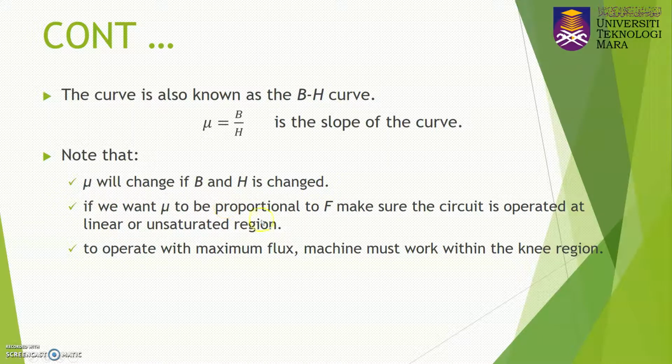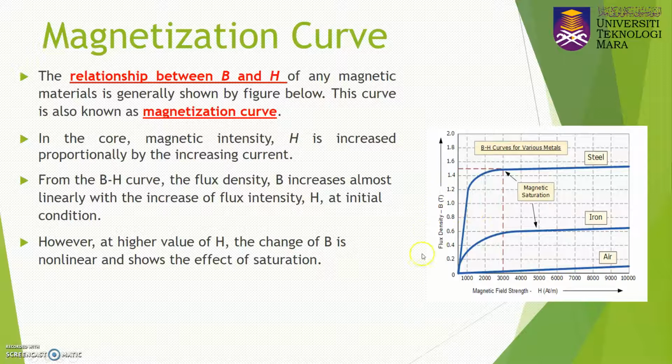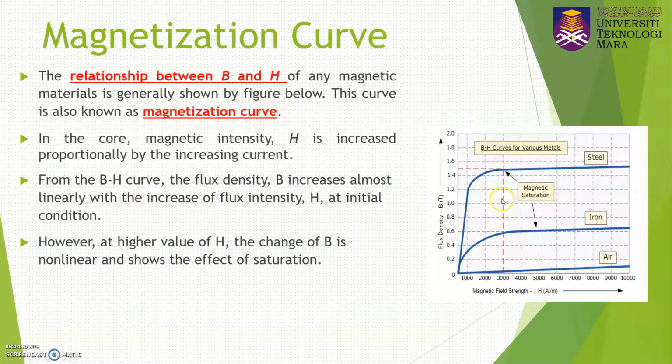If you want mu to be proportional, we need to make sure the circuit is operated in the linear or unsaturated region. So we must make sure the circuit operates here. To operate with the maximum flux, the machine must work within the knee region. In order to get the maximum flux, we must have our machine operate in this area, so we must avoid operating our magnetic material in the saturated area.